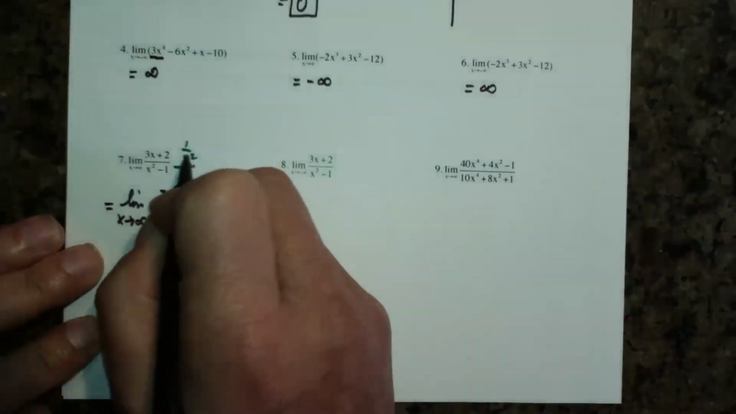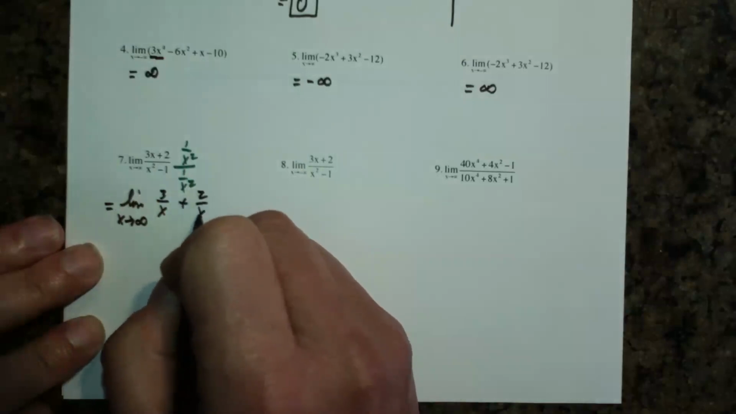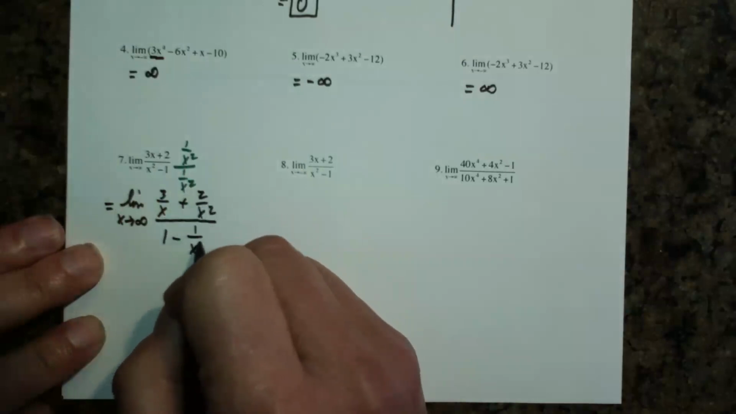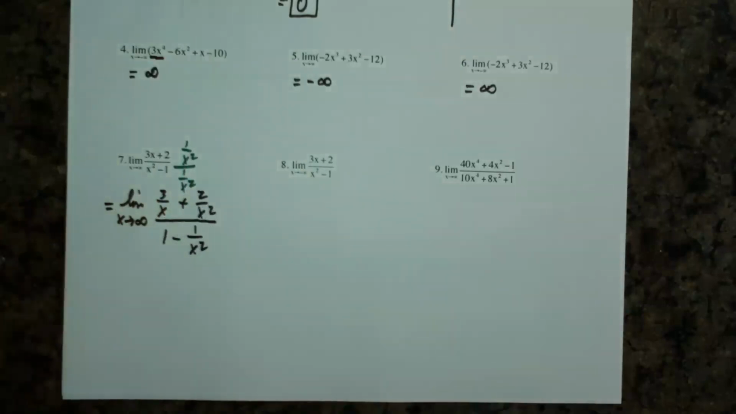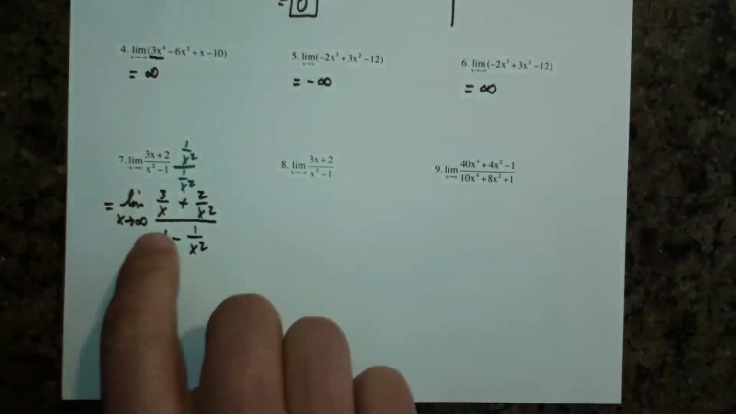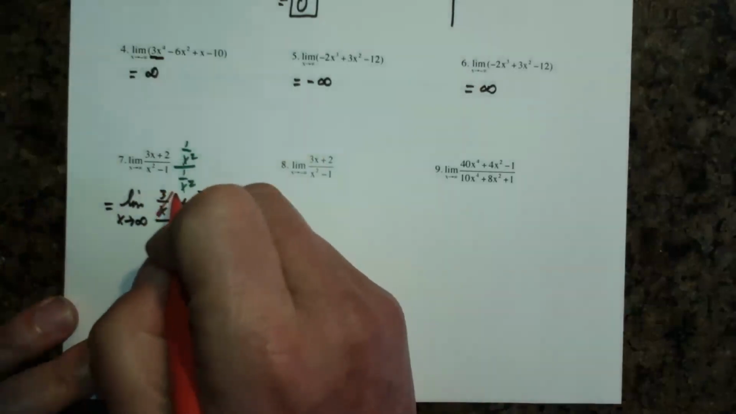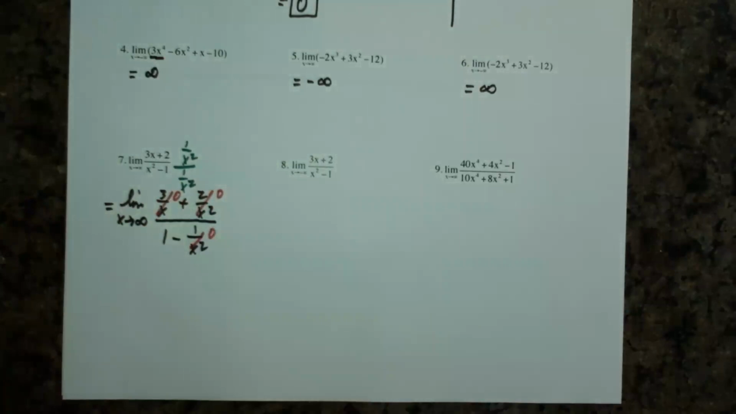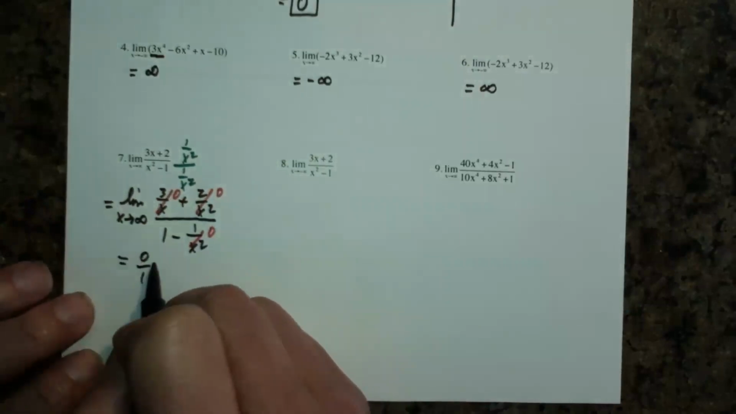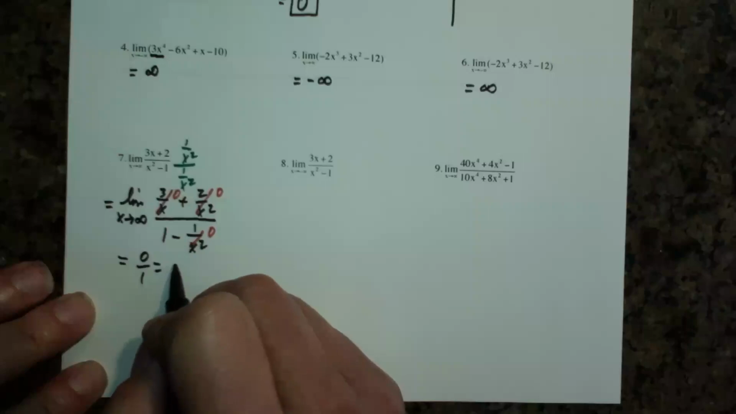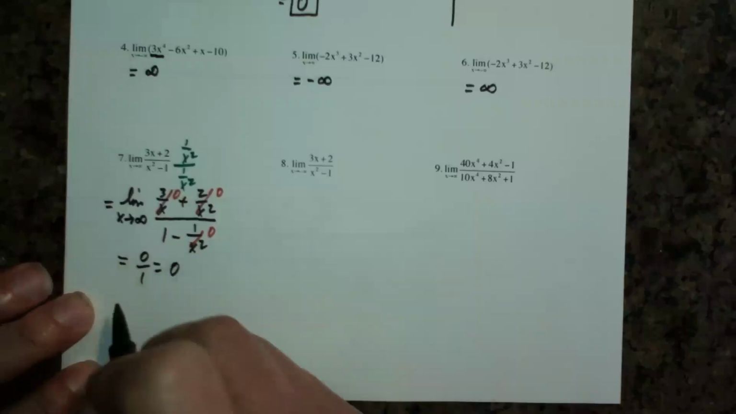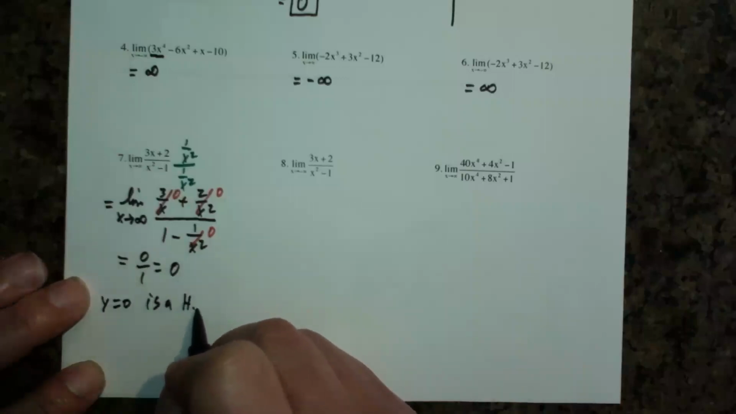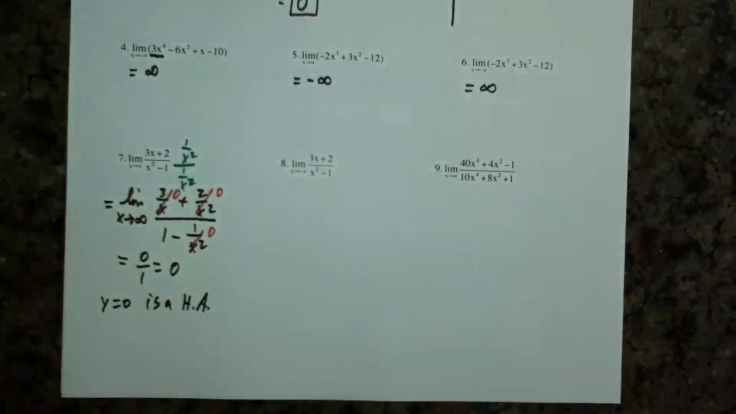3 over x, because one of the x's cancels out, plus 2 over x squared, over 1 minus 1 over x squared. Now, why did we do that? Well, now when we take the limit, you're going to notice this goes to 0, this goes to 0, and that goes to 0. So technically what we're ending up with is 0 over 1, or just 0. And by the way, that means that y equals 0 is a horizontal asymptote of this function, of this graph.